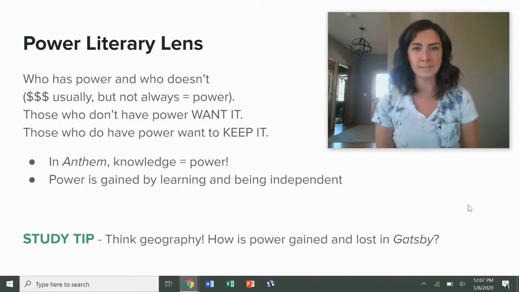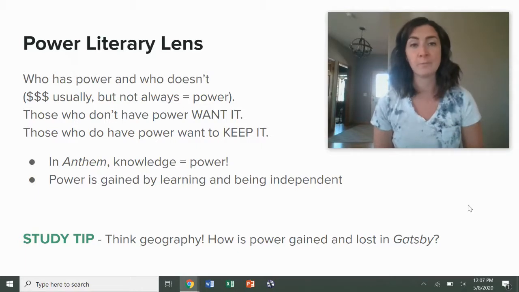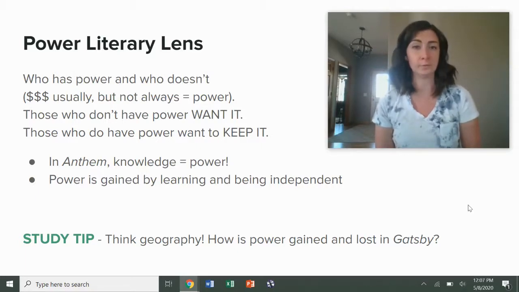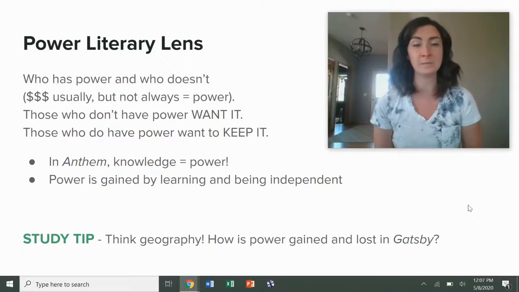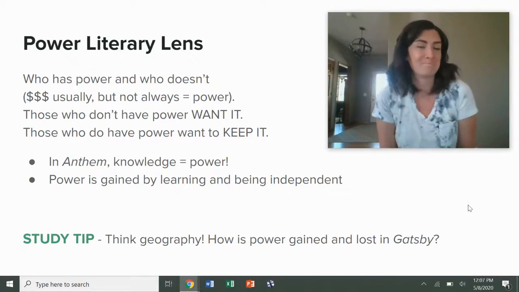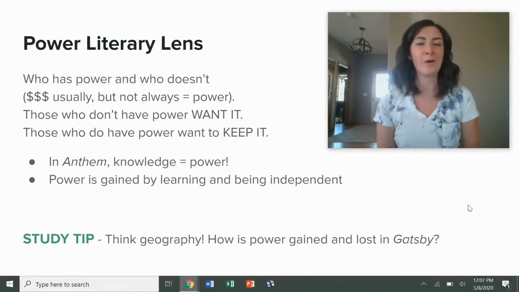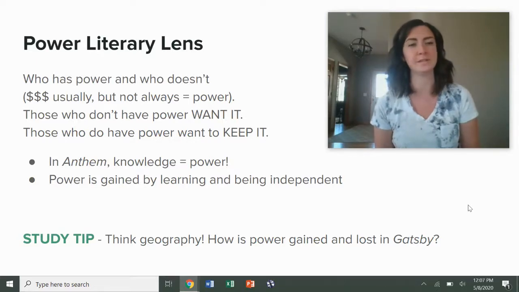Now, usually in a text, power and money are the same thing, but not always. When we think about Gatsby, Gatsby is very wealthy, but is he the most powerful person in the book? You can decide. So it's not always equated with money, but usually it is.